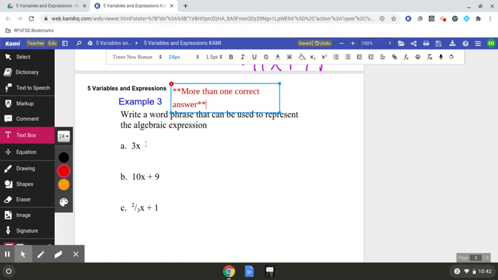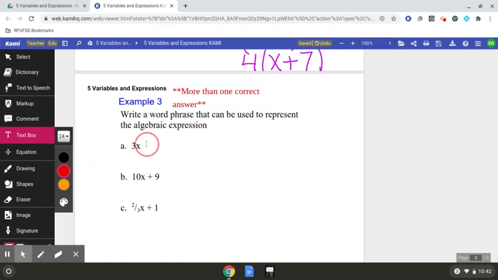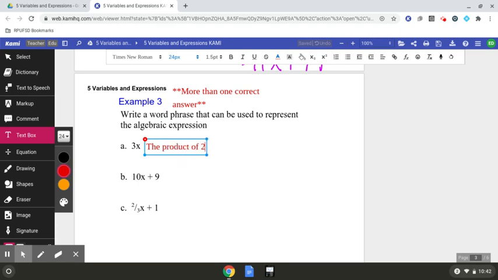So the first one, we have 3x. So the way I'm going to write this one is I'm going to use the word product. So I'm going to say the product of 3 and x. I'm going to keep it basic here. The product of 3 and x, which means I'm multiplying 3 and x, which is exactly what this is showing.